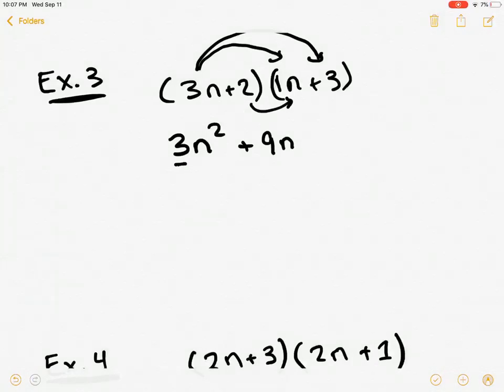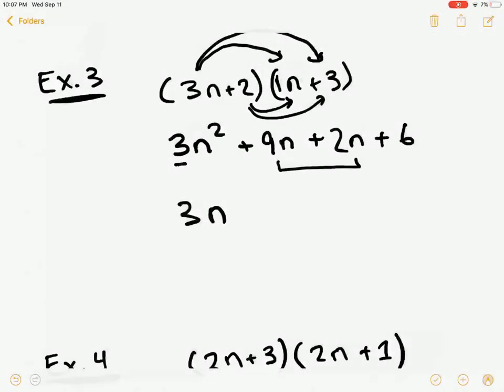Then we're multiplying our inside two terms together: positive 2 times 1n gives us a positive 2n. And finally, multiplying your two constants together, 2 times positive 3 gives you a positive 6. Again, we have our two middle terms that are like terms, and we'll combine those. 3n squared plus 11n plus 6 is your product.